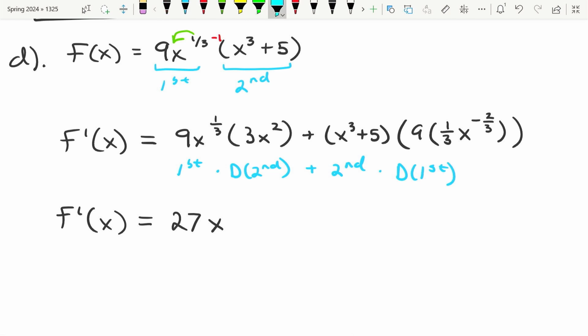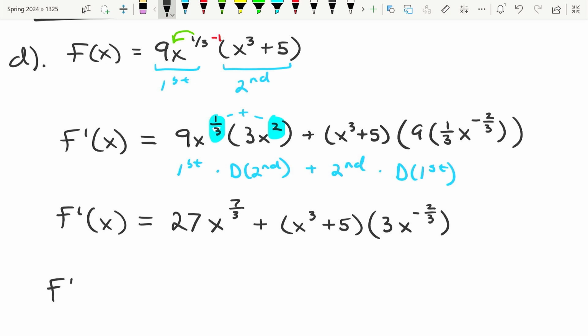Something else you've got to look for is the fact that these powers will add together. 1/3 plus the 2 is 7/3. So that would be to the 7/3 power. Plus, and then I'm going to leave this as x to the 3rd plus 5 in parentheses, times 3x to the negative 2/3 power.